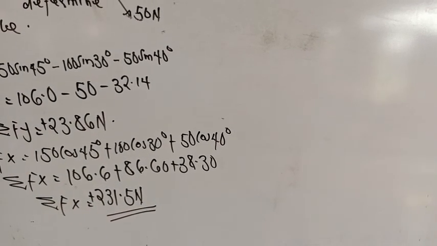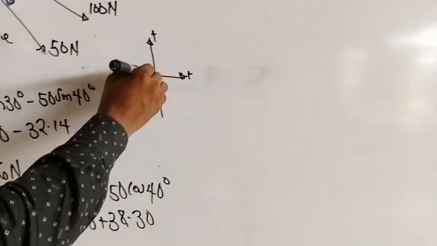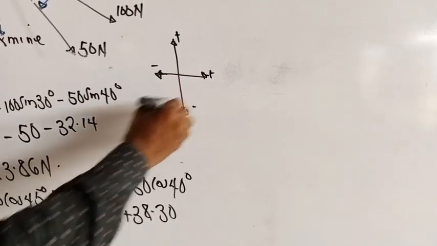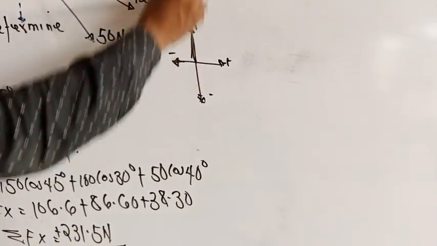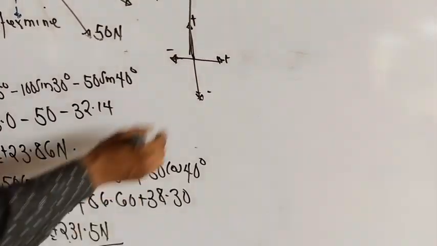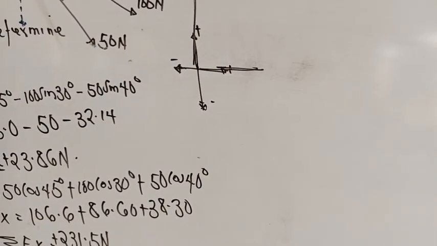Our F of y is positive. So if you go by sign convention, this is positive, positive, negative, negative. So our F of y is positive. That means it's going this way. Our F of x is also positive. It's going this way. With that, I can now draw my net force diagram.